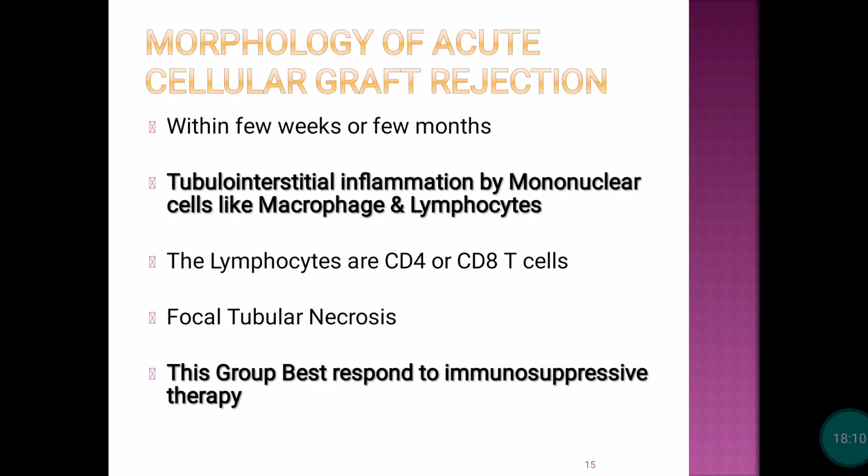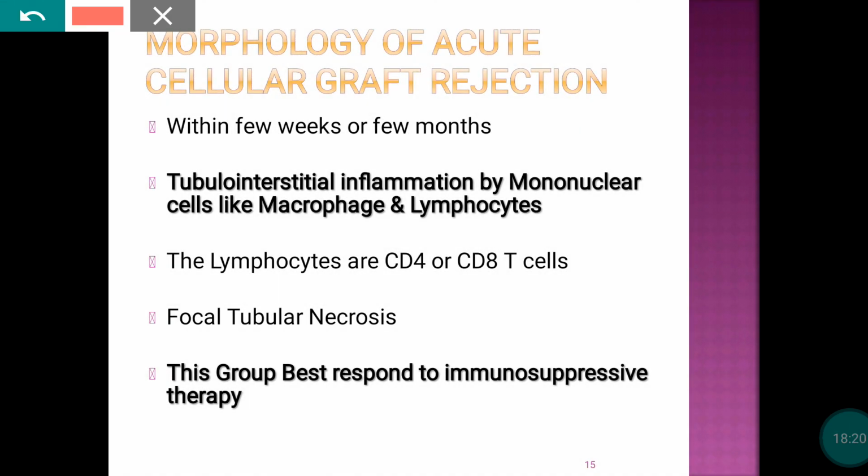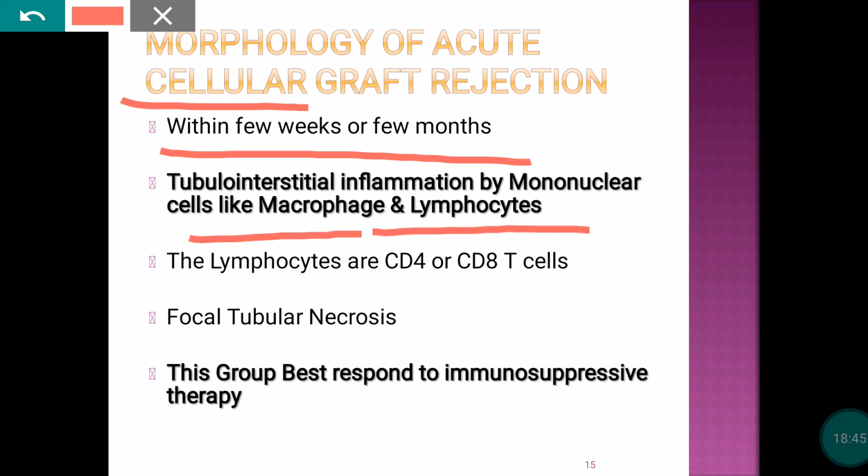Now morphology of the acute cellular graft rejection. Acute rejection but cellular one. So the name itself suggests it will involve the cells, mainly cellular rejection is there. So it will develop within a few weeks to a few months. And here the cellular rejection, so there will be presence of cells. Which cells can be present here? Just remember there will be T lymphocyte proliferation and so macrophage activation. So you can see the lymphocytes and the macrophages.